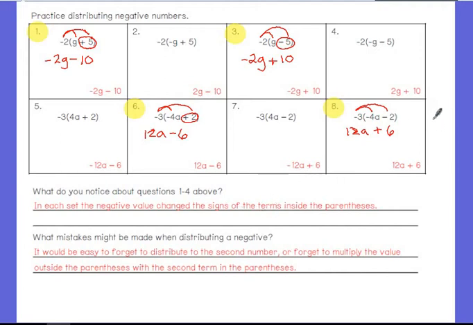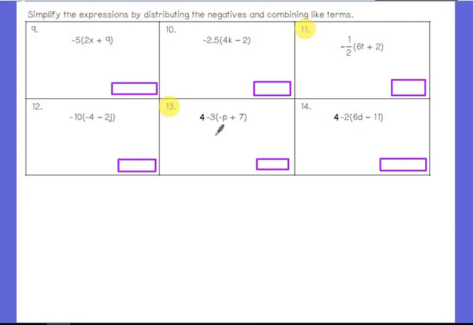Alright, moving on to the back side. I am going to work a couple here. Number 11, same concept, I'm distributing. This time I'm distributing a negative a half. So I'm having negative a half times 6t, negative a half times a positive 2. Well, a negative times a positive is going to be a negative. Half times 6, anytime you're multiplying half times anything, you're just taking half of the number. So half of 6 is 3. And I need my little t.